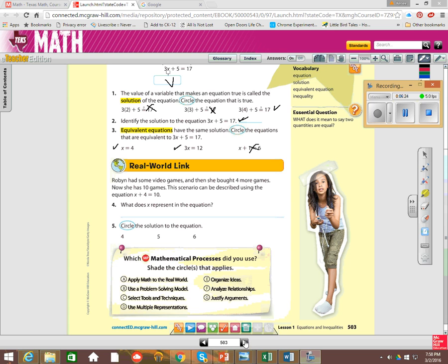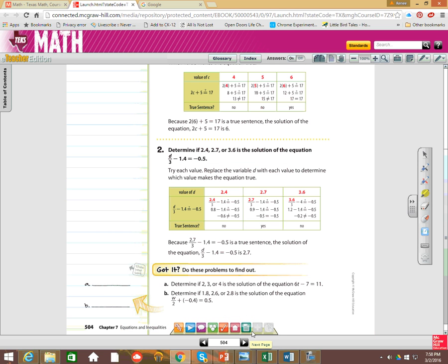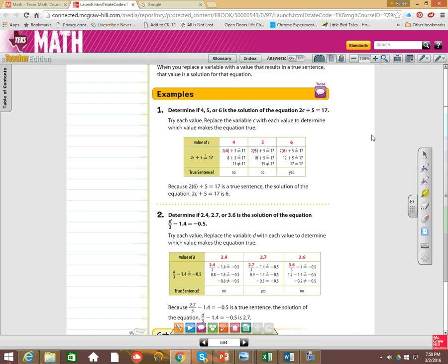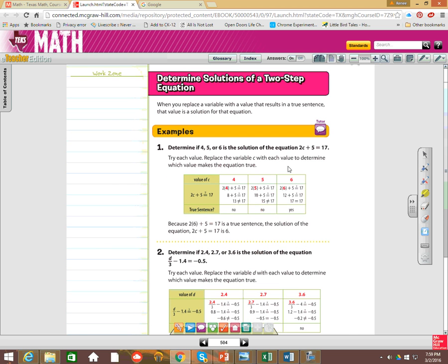So we're going to go on to the next page. So we're just doing this unit here. Okay. So the top of the page, we see example. I'm not going to read the example to you. I will allow you to read the example, but I will explain.